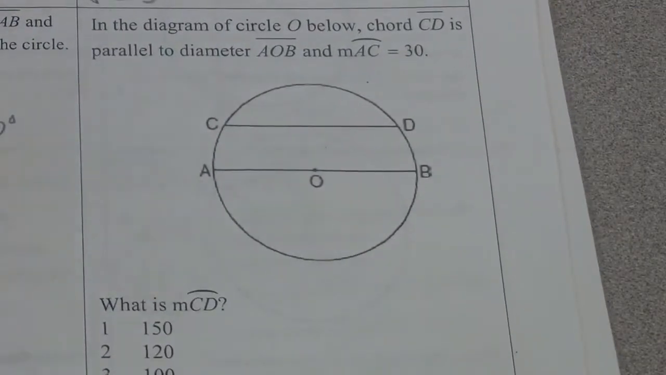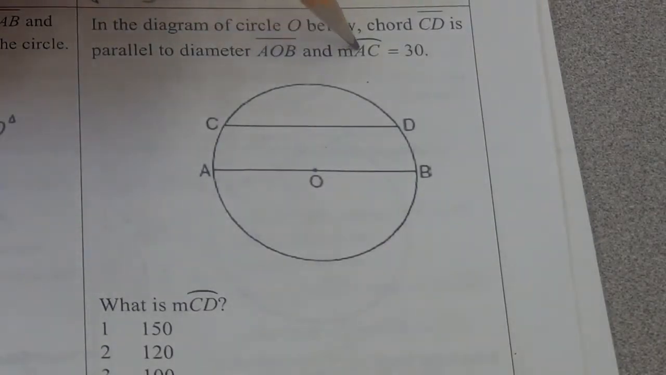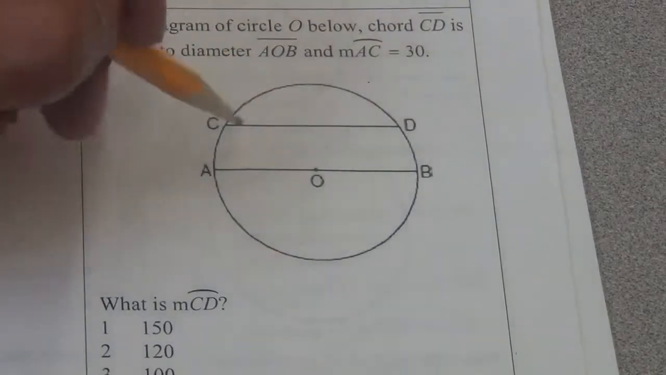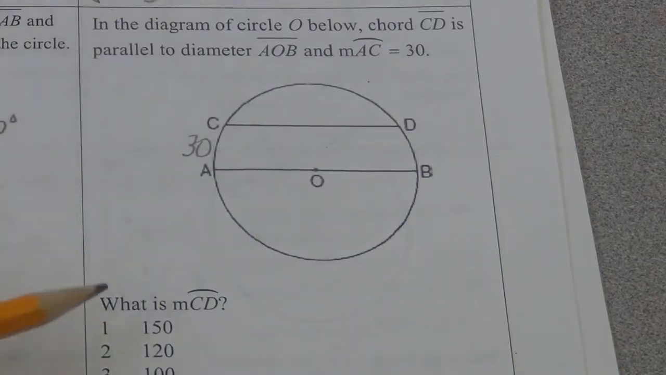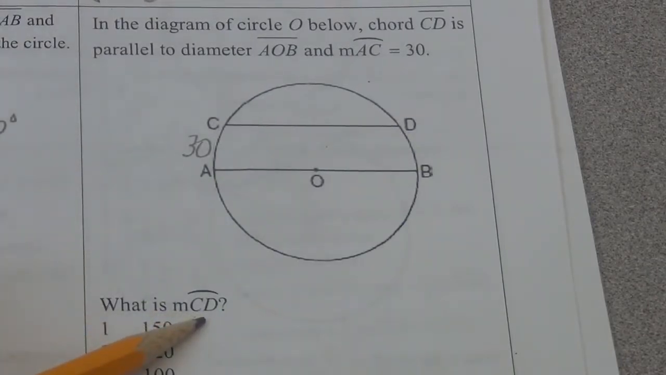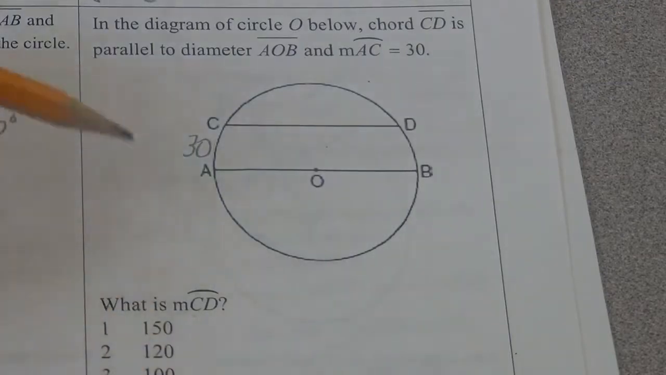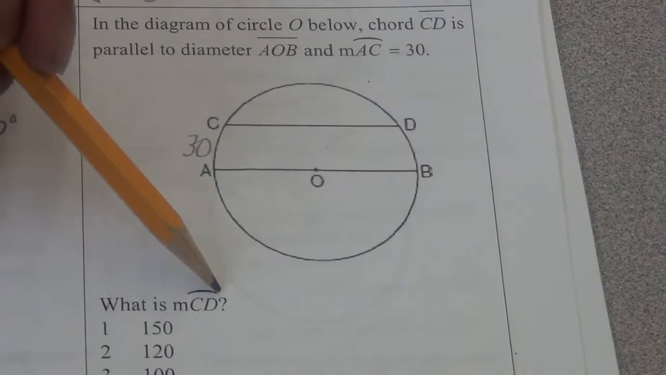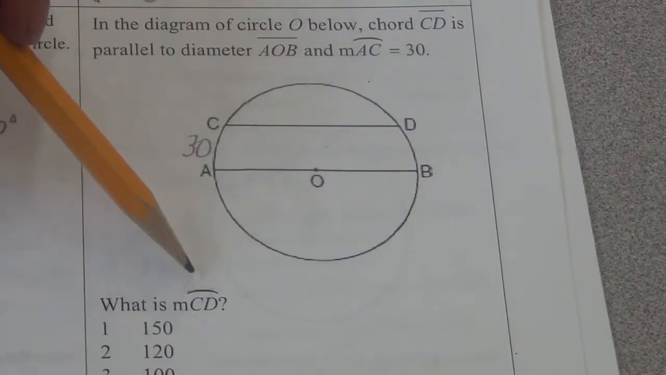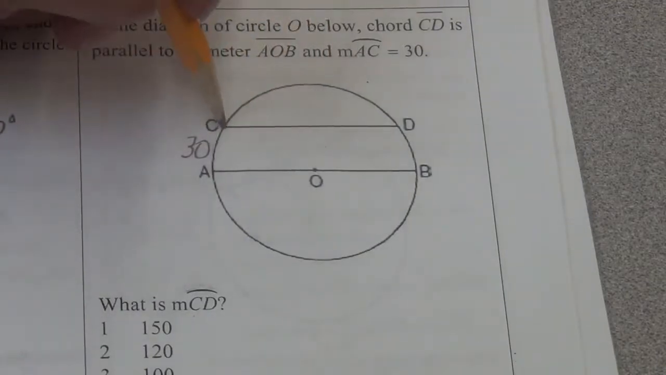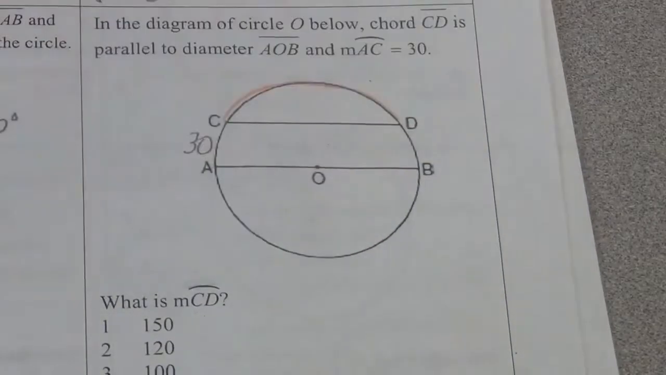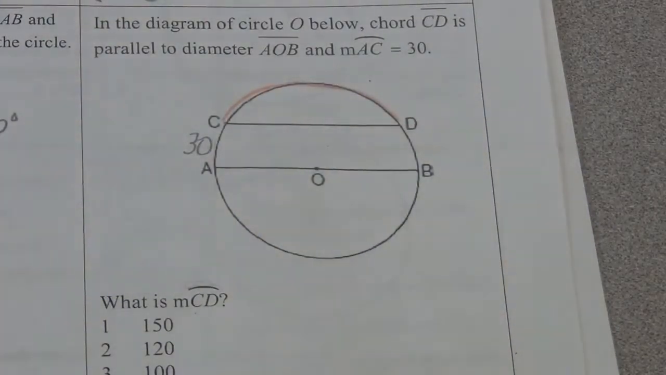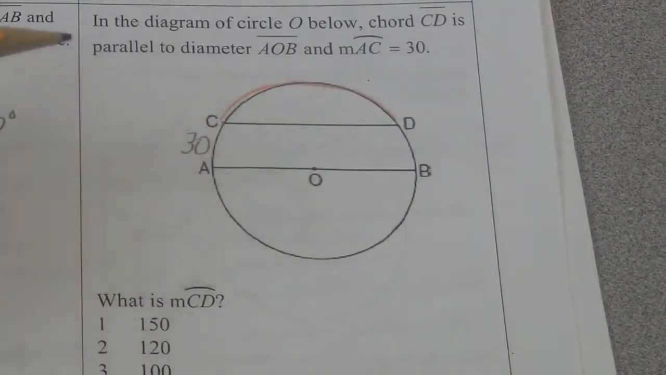All right. Here, it says, in the diagram of circle O below, chord CD is parallel to diameter AOB and measure of arc AC is 30. So if this AC is 30, the question is, what is arc CD? Oh, I see. Measure of arc. You see this little symbol right here denotes an arc. It's bent. Oh, so they want me to find this arc right here. How in the world am I going to find the length of this arc?